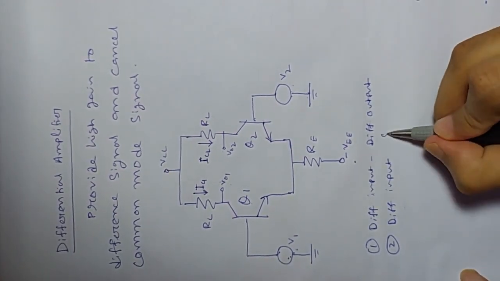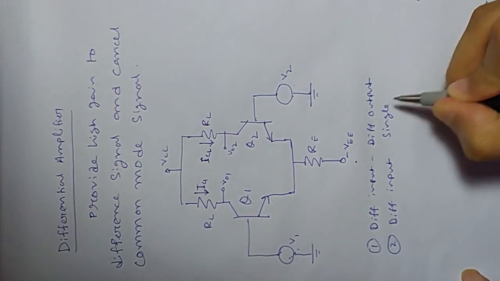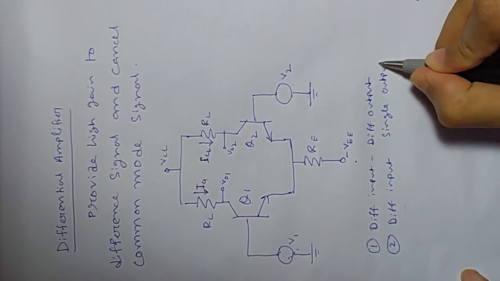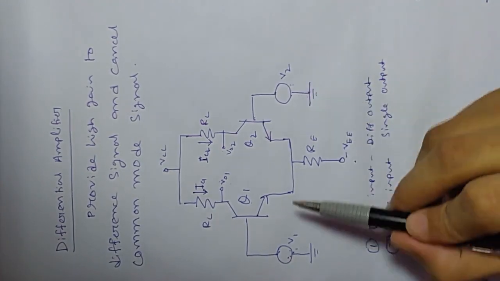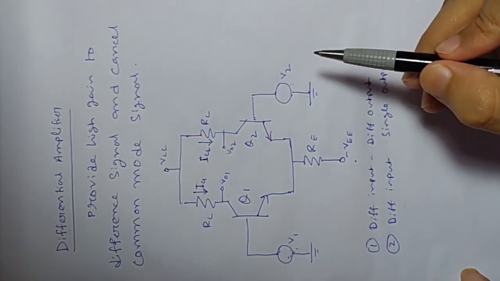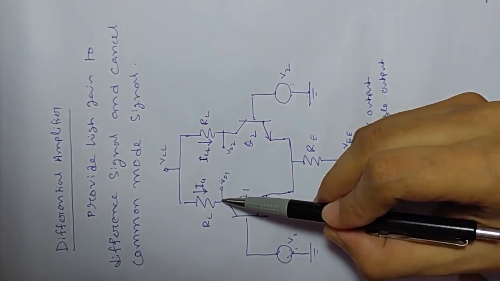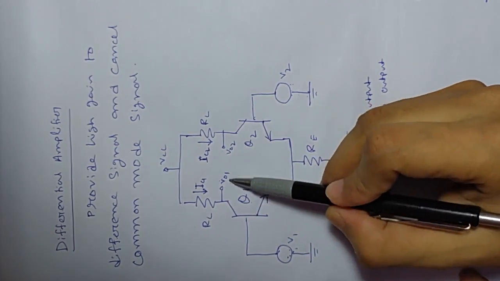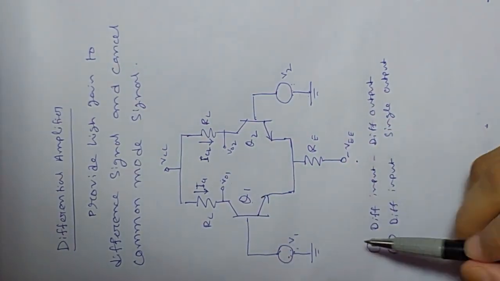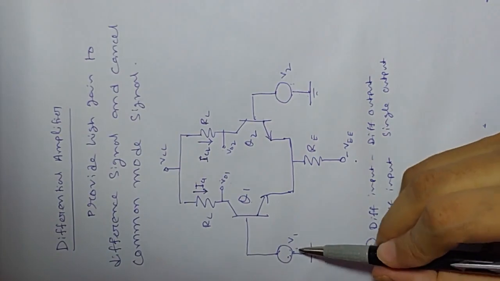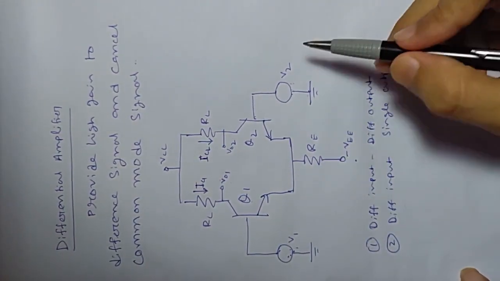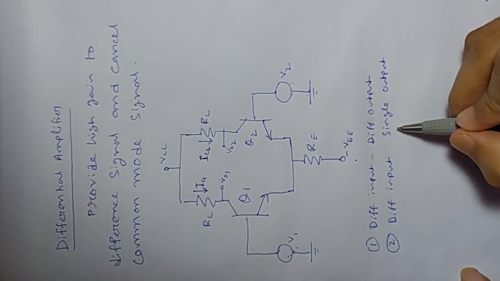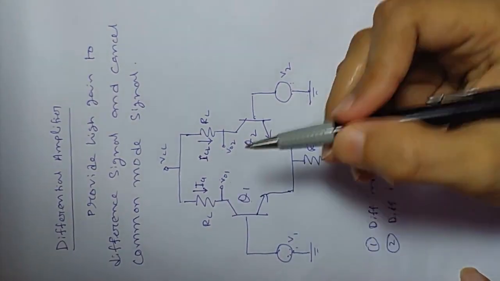The second kind of configuration is differential input and single output. So you apply input at both bases, V1 and V2, and you take output from one of the two collectors, maybe V01. So differential input means you apply an input at both the bases and collect the output from either of the collectors.